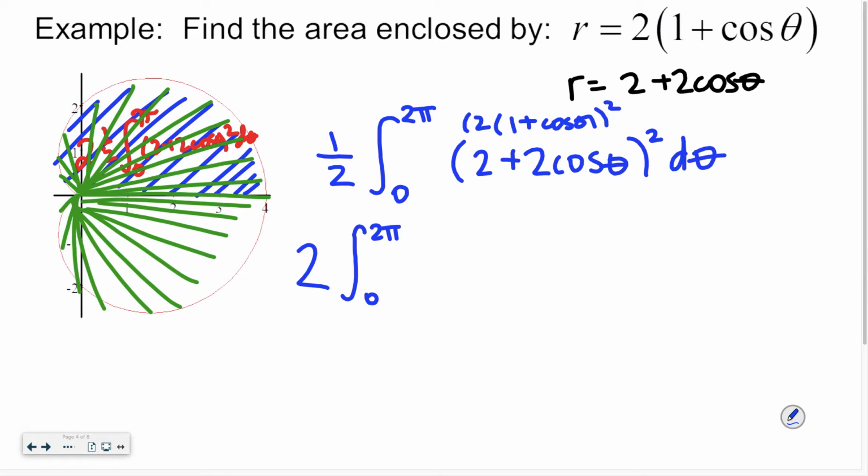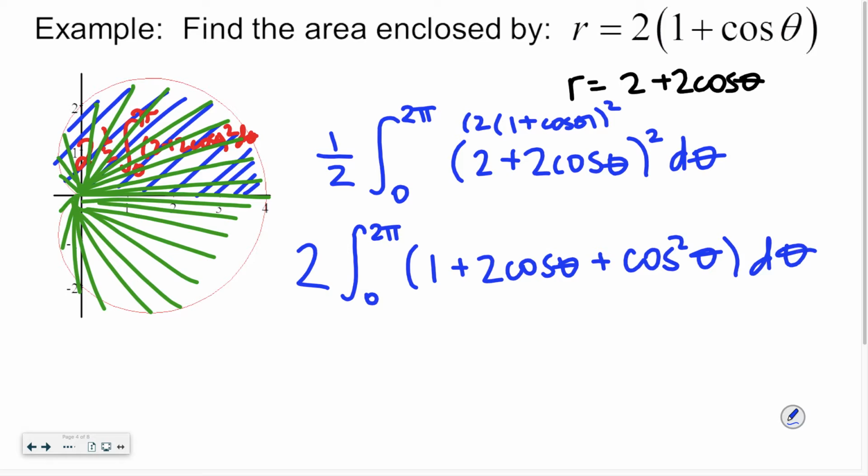So now I have 1 plus cosine, the quantity squared. So we have 1 plus 2 cosine theta plus cosine squared theta. And here's where all of your work with trig integrals is going to come into play. Why did we have to do all of that? Well, so you can do polar here.